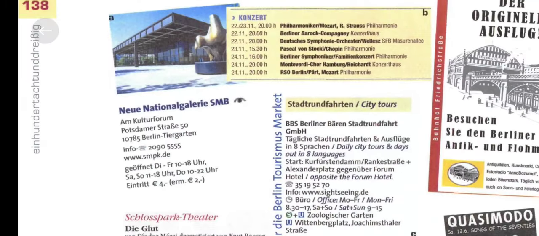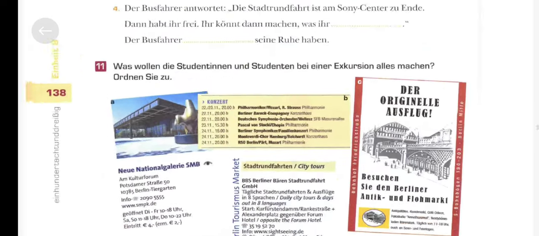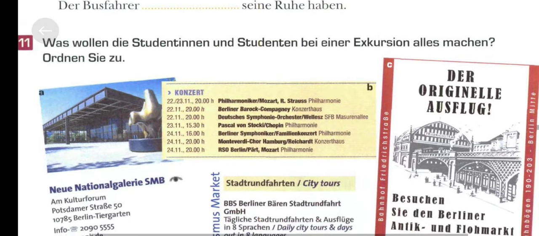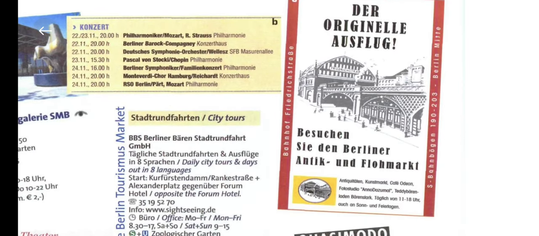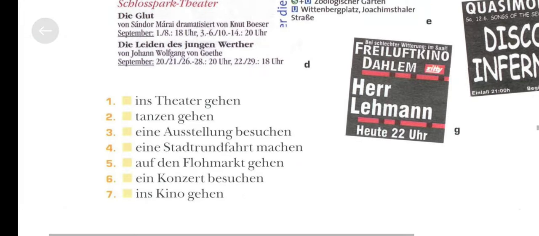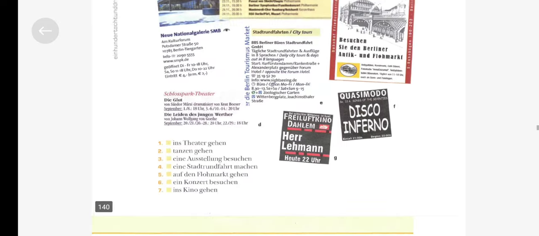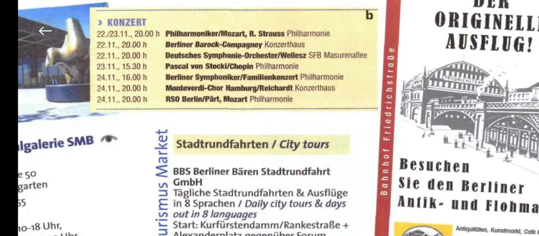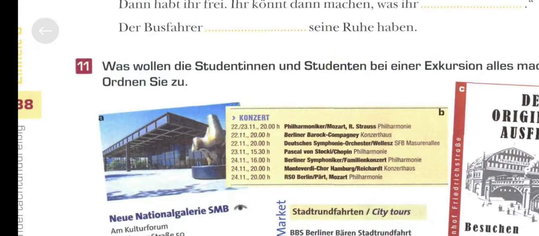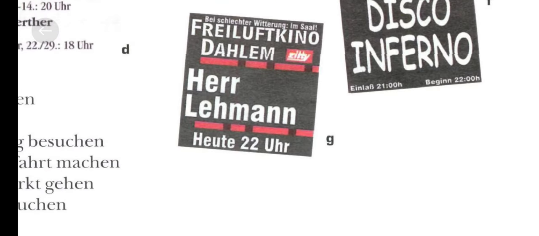Stadtrundfahrten, city tours. Next is auf den Flohmarkt gehen. Who else wants to go to the market? Flohmarkt, so this one is C1. The sixth one is ein Konzert besuchen, and the last one is ins Kino gehen. The sixth one matches with B1, the concert. And the seventh one matches with G1, the cinema.